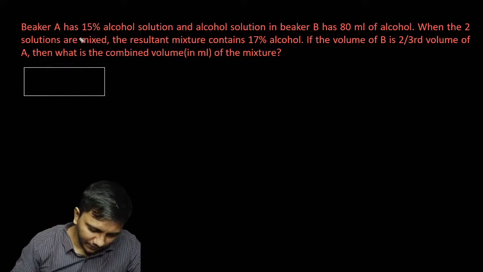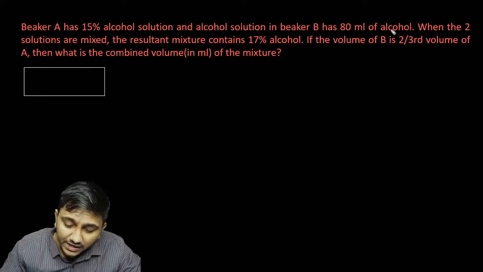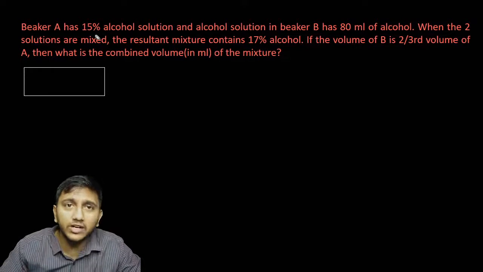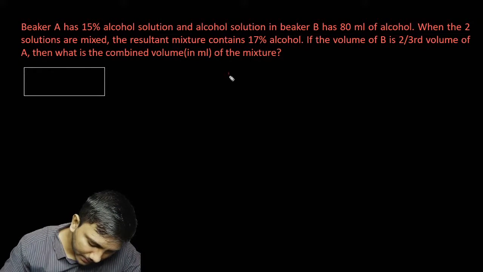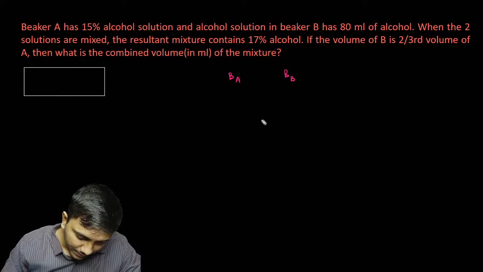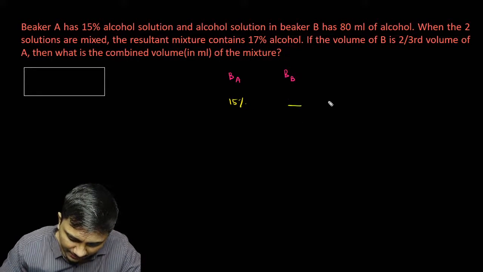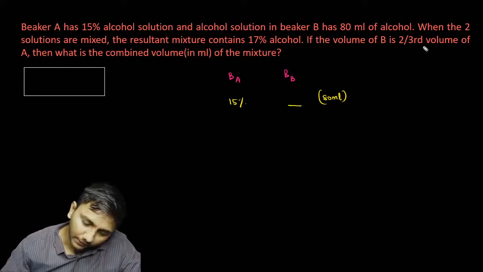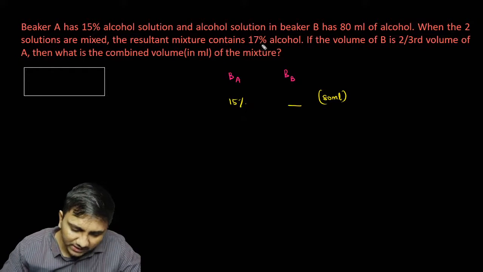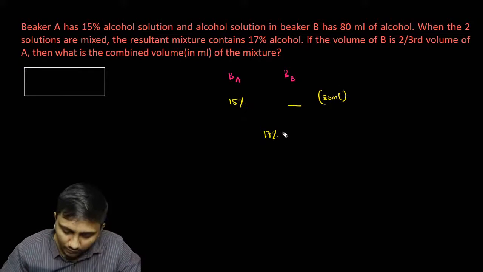Beaker A has 15% alcohol solution and alcohol solution in beaker B has 80 ml of alcohol. So in one case they have given in terms of concentration, in the other case they have given in terms of absolute volume. So let's put it down here. Beaker A and beaker B. The first one has 15% alcohol. The second one I don't know the concentration yet, but I know the volume of alcohol. It has got 80 ml of alcohol. When the two solutions are mixed, the resultant mixture contains 17% alcohol. So when I mix them, we have got 17% of alcohol.